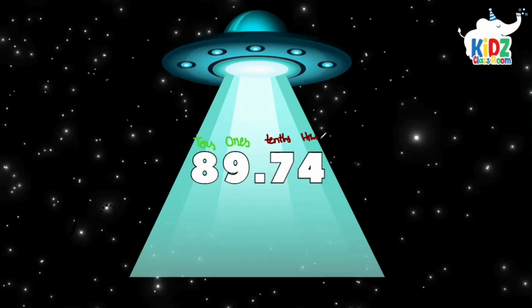Now look at the digit in the tenths place. It is 7. And check the digit in the hundredths place. It is 4. Is 4 less than 5, greater than 5, or 5? It is less than 5.